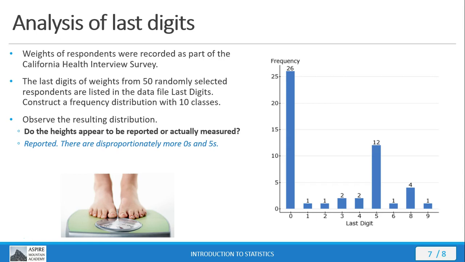So if the values were measured, then we'd expect to see the frequencies for each of the categories have roughly the same amount. And so the shape of the distribution would be more uniform or flat instead of showing spikes like what we see here. Okay, so given that, what can you say about the accuracy of the results?